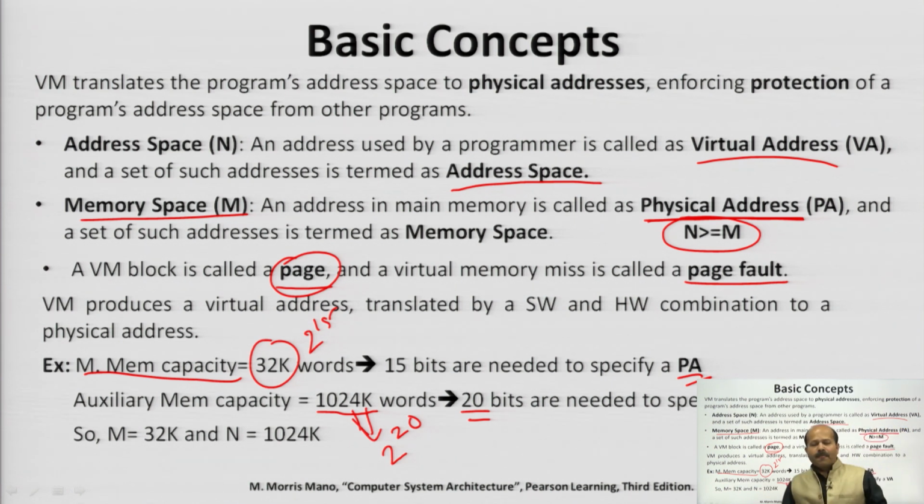So, we have to understand the mapping between these 20 bits and 15 bits, virtual address to physical address. This way we can write the memory space and address space: M will be 32K and N will be 1024K.